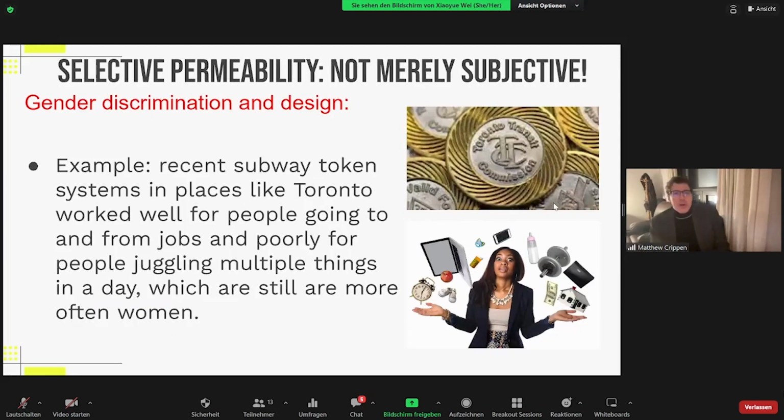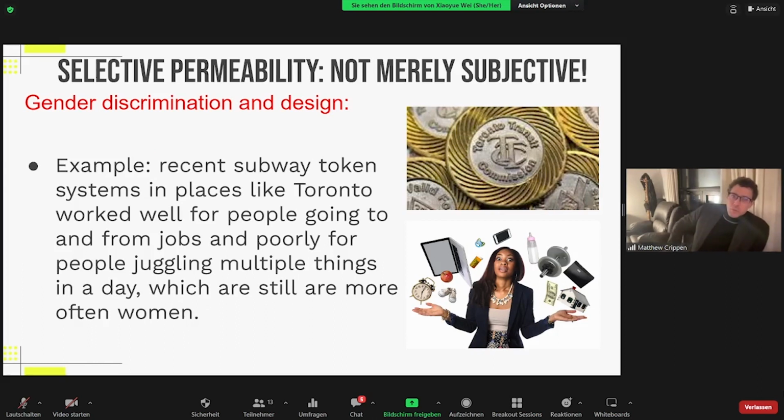Here is a pretty clear-cut example, leaving even perception behind. Recent subway token systems in places like Toronto, in place as late as 2019, work quite well if you're somebody who goes to work once a day and comes home. But if you're juggling multiple things, like going to a part-time job, then getting groceries, and then picking up your kids from daycare, it works much less well.